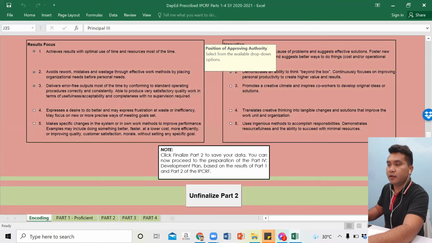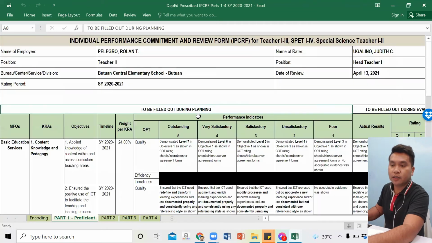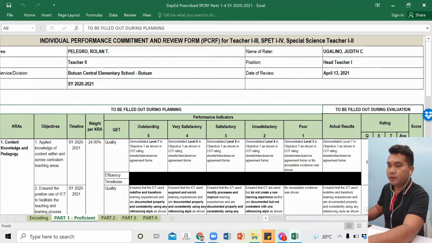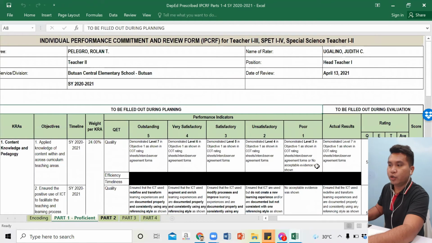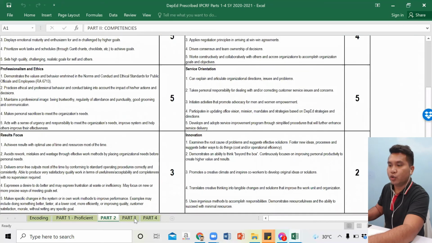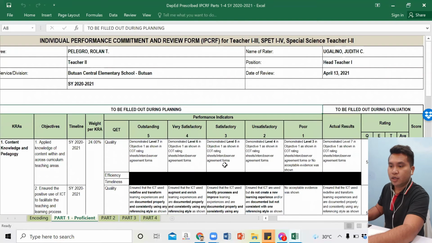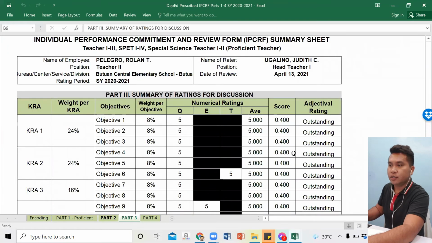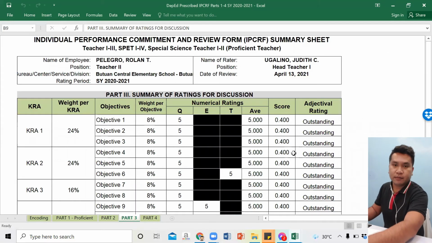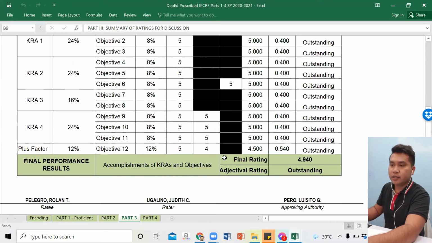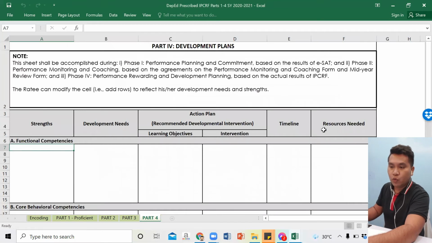You already have here the data. All the data that we inputted on the encoding sheet is automatically transmuted to this part. So this is the summary: part 1, part 2, and part 3, the summary. And this is now the development plan. So again, the teacher parts here are part 2 and part 4. This is now the development plan.